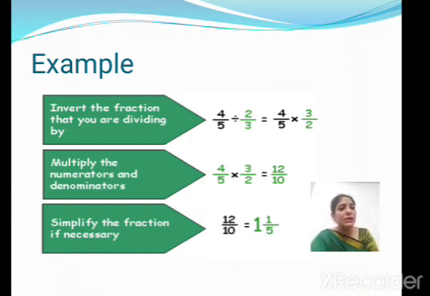Example: invert the fraction that you are dividing by. Example, 4 by 5 divided by 2 by 3. Here 4 by 5 multiplied by 3 by 2. We are taking the reciprocal of 2 by 3, which is 3 by 2. Multiply the numerator and denominator: numerator with numerator, denominator with denominator. So it becomes 4 into 3, 12, over 5 into 2, 10. Now simplify the fraction if necessary. Here we will convert it into a mixed fraction. So it becomes 1 whole 1 by 5.